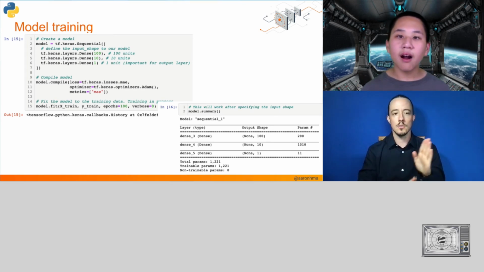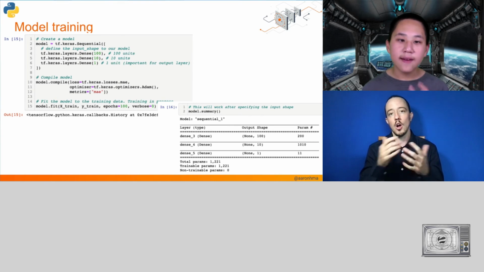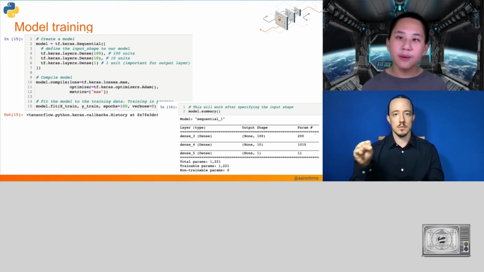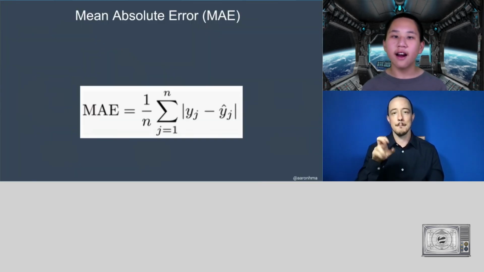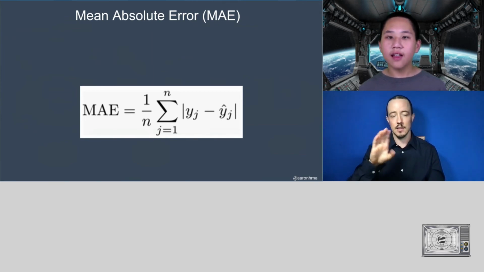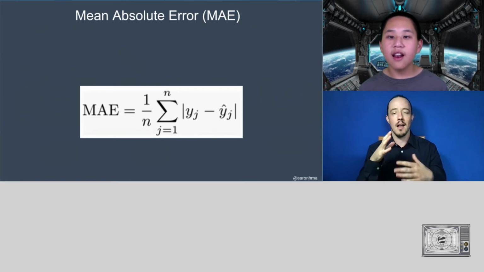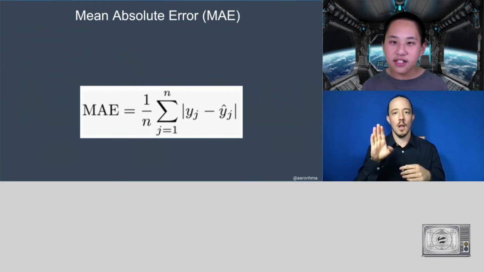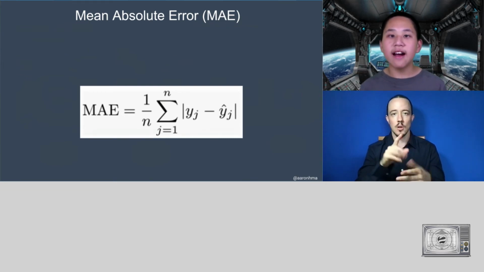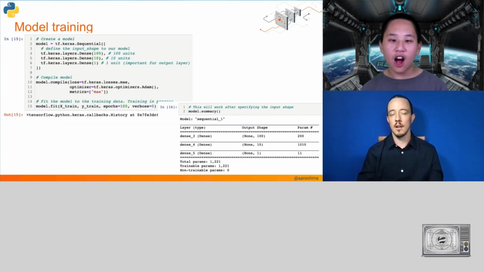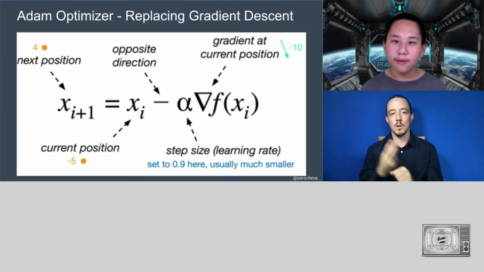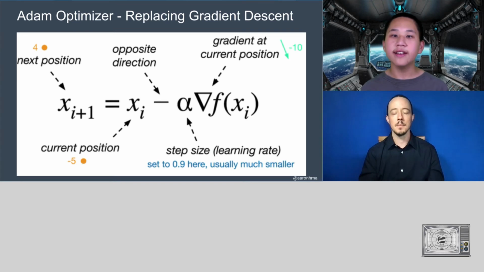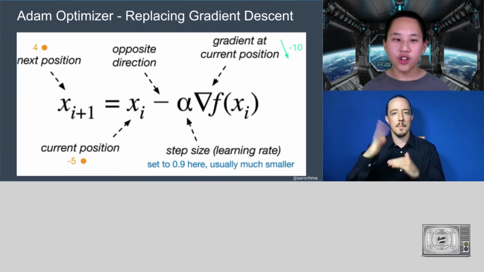Now to compile our model, we'll pass in the loss and the optimizer. The loss function we'll be using is the mean absolute error. The mean absolute error loss function gives us the average absolute difference between the correct answer and our prediction. And for our optimizer, we'll be using the Adam optimizer, which is a replacement for gradient descent. Gradient descent is just an iterative optimization to find the minimum of a function.